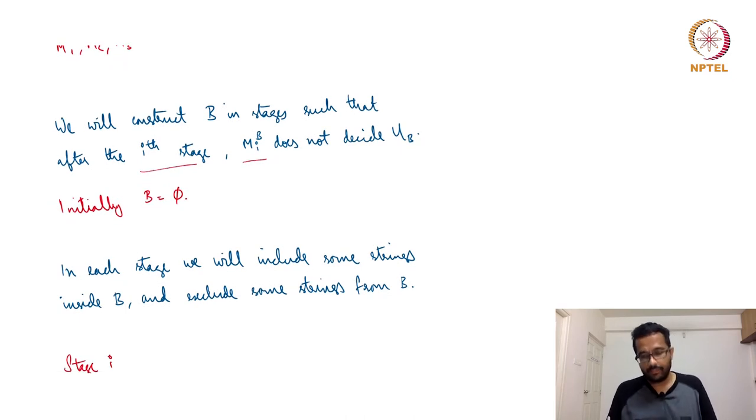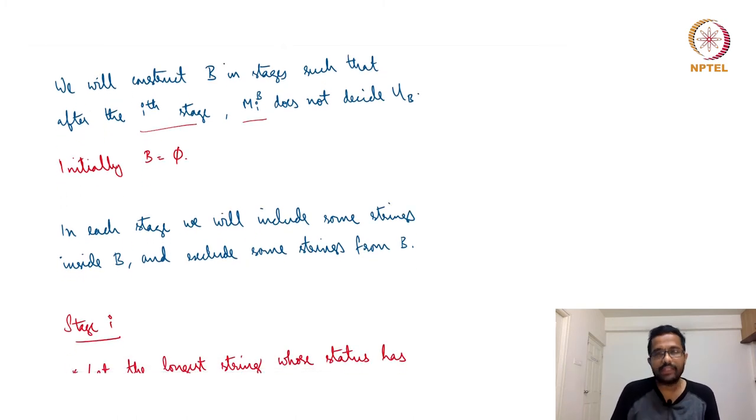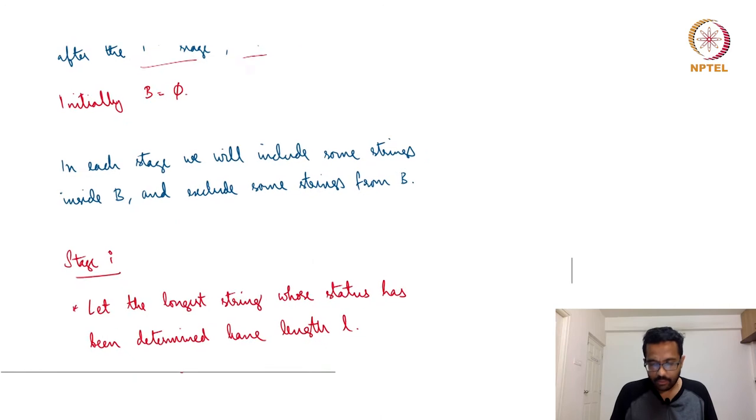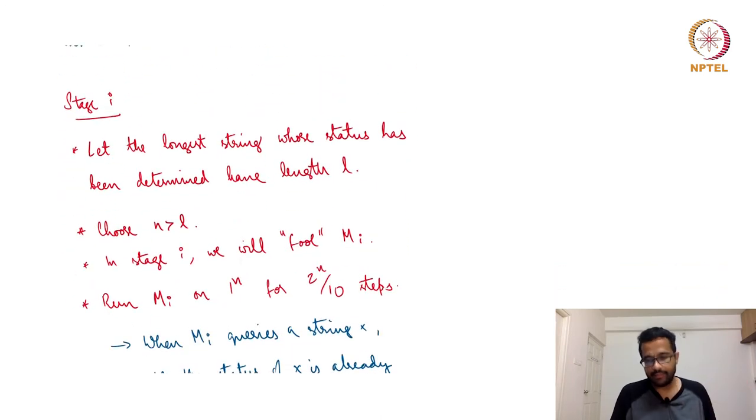So to start with, B is the empty set, and one by one we will build the set B. So in each stage we will include some strings into B, and we will forbid some strings from B. So some strings are going into B, some strings are certainly not going into B. Some strings we may not decide in any stage, but that's okay. But some strings will be put in the accept or in B pile, or some of them in the not in B pile. Okay, so let us see what we do in a general stage i, right? So suppose till now we have been addressing some strings, and some strings we know are in B, some strings we know are not in B.